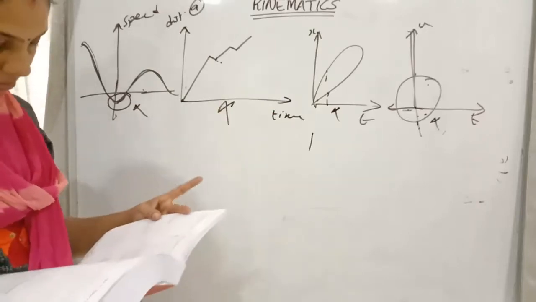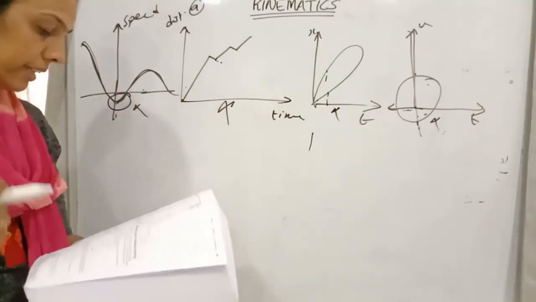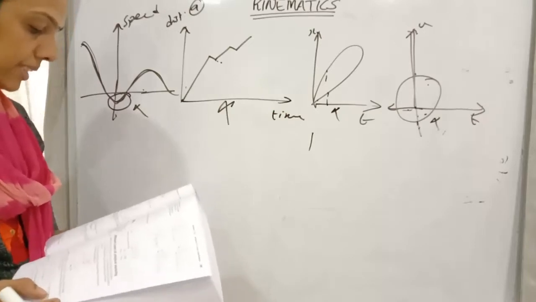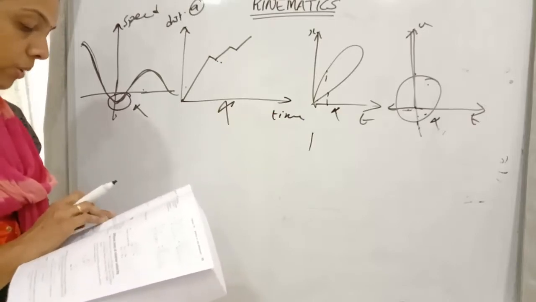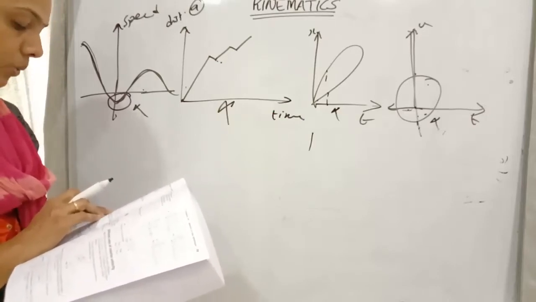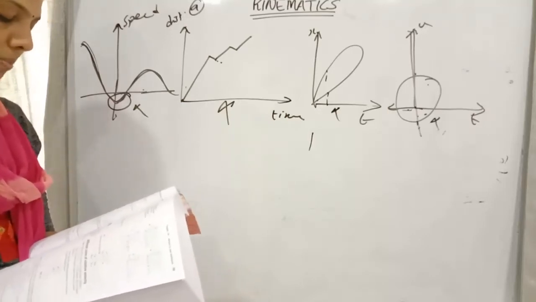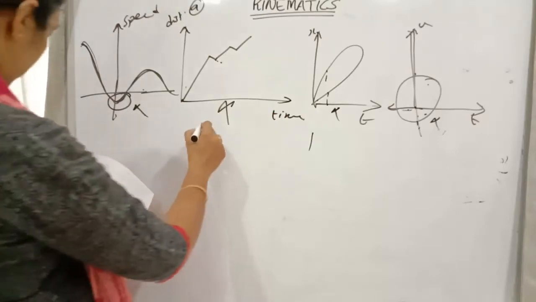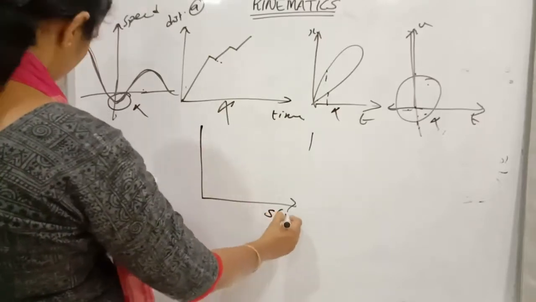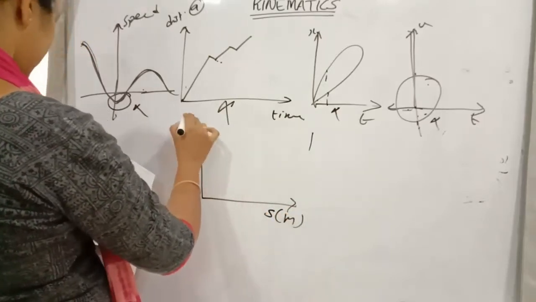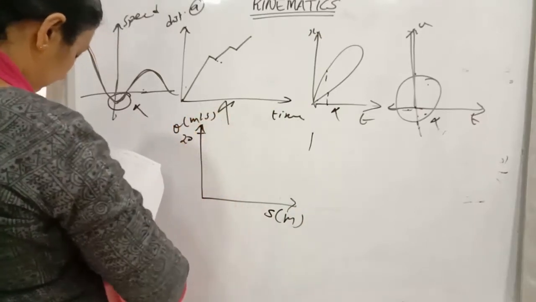Clear? So the next one. If the velocity v of a particle moving along a straight line decreases linearly with its displacement s from 20 meter per second to a value approaching 0 at s equals 30 meter, then the acceleration of the particle at v equals 10 meter per second. So here the graph is given: s in meters here, velocity in meter per second here, here 20, and here it is given like 30.